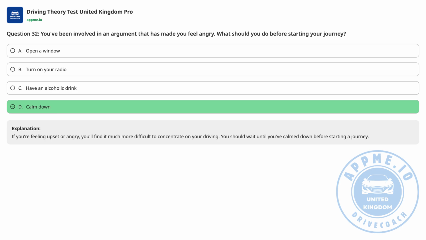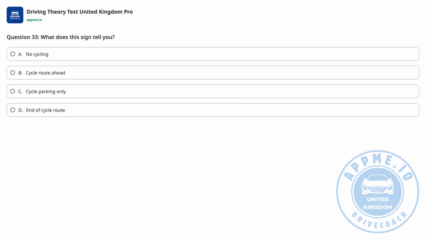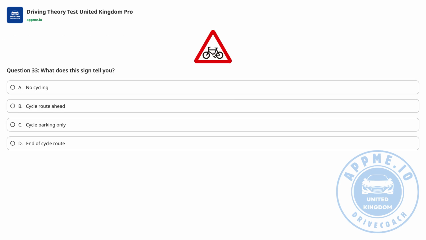The correct answer is D. Question 33. What does this sign tell you? A. No cycling. B. Cycle route ahead. C. Cycle parking only. D. End of cycle route.